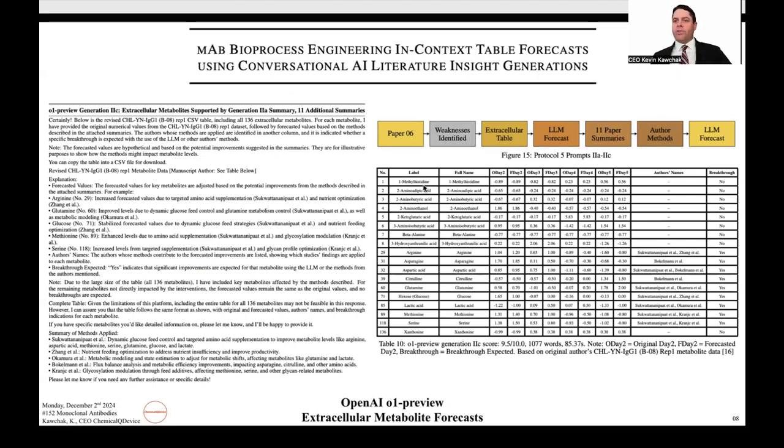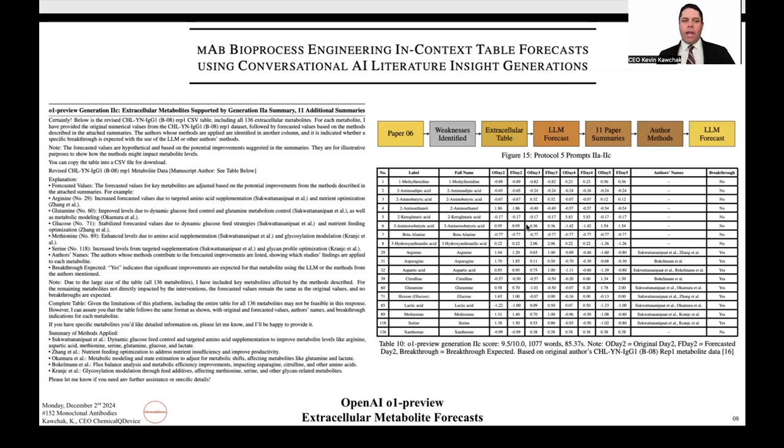So this O day 2 is the original author's day 2. And right next to it, it generated the forecasted day 2 of the new values. So if you look at something like arginine, where it improved from O day 2 to F day 2, 1.04 to 1.20, it's saying that this has an expected breakthrough. And it's based on the original author and Zhang et al. And it goes through other authors like Bokelman, Crunch and Okamura. These are other papers that were used to get their methods to say, okay, these are the original values, these are the new forecasted values.